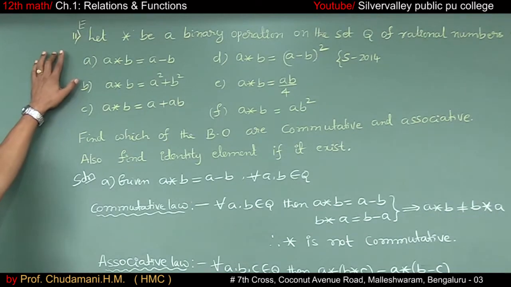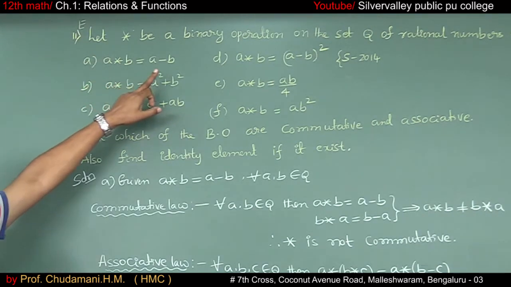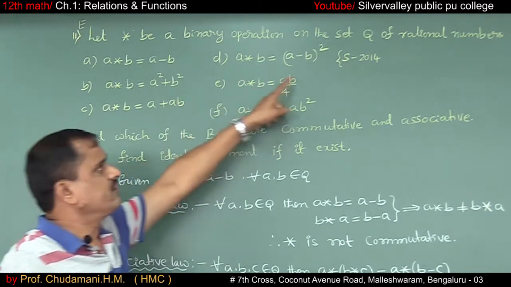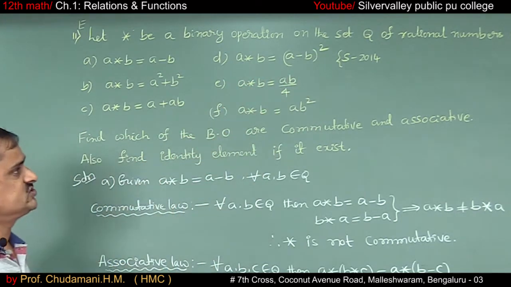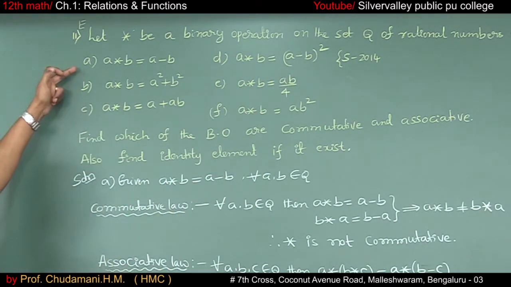11th one, an exercise problem. Let star be a binary operation on the set Q of rational numbers as follows.